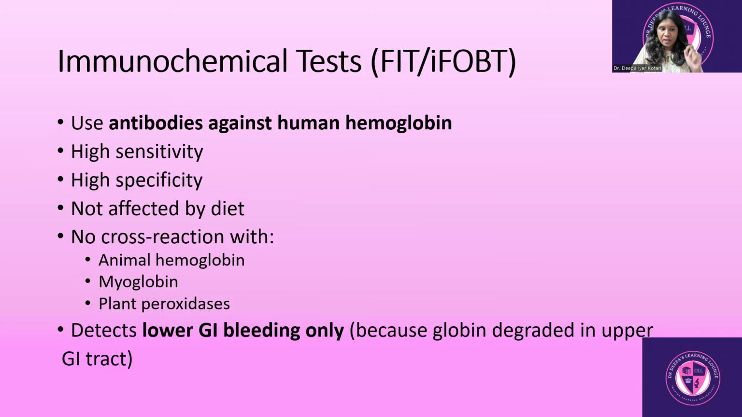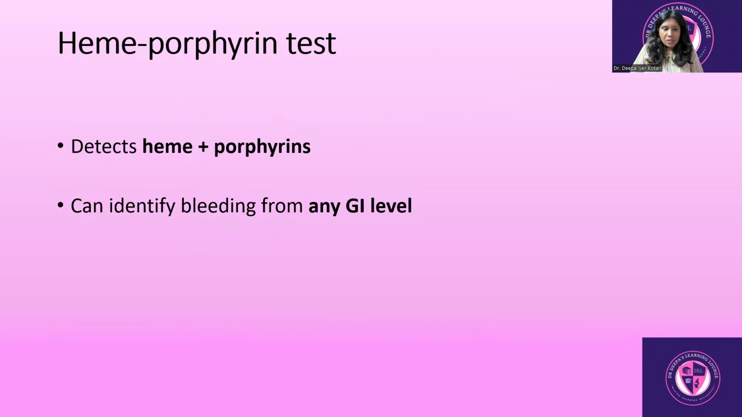The FIT, or the fecal immunochemical testing, does not detect the upper GI bleed because the human globin gets digested in the upper GI tract. So basically, that is one restriction. In the sense, if it is a melena and it's an upper GI bleed, then it won't get detected in the immunochemical reaction. There is another test that can be done for this, which is the heme porphyrin assay. The heme porphyrin assay measures both heme and its breakdown products. So that is why you can measure both the upper and lower GI bleed based on the heme porphyrin test. So this is better than the fecal immunochemical testing.